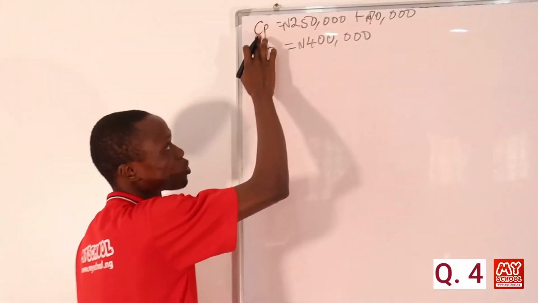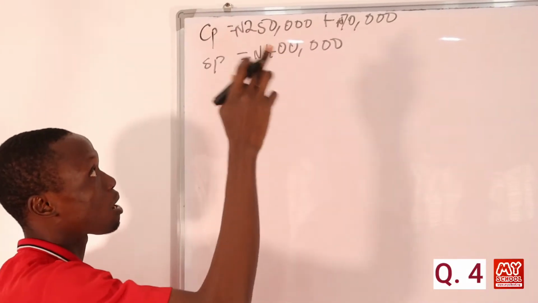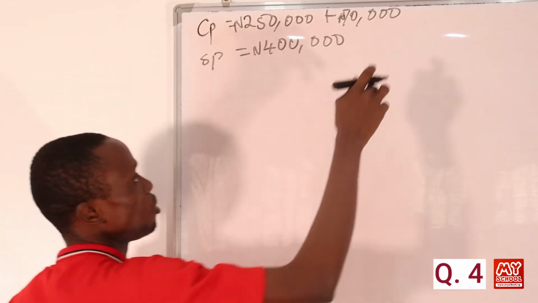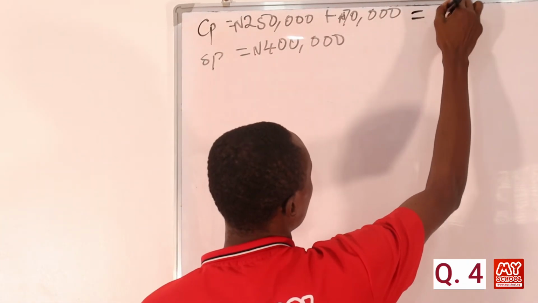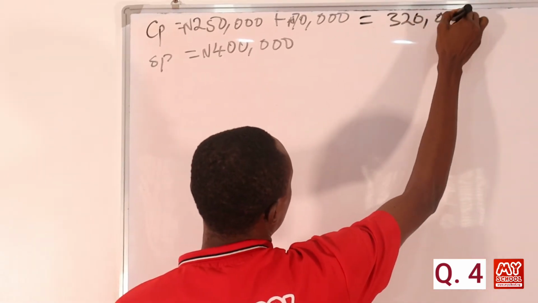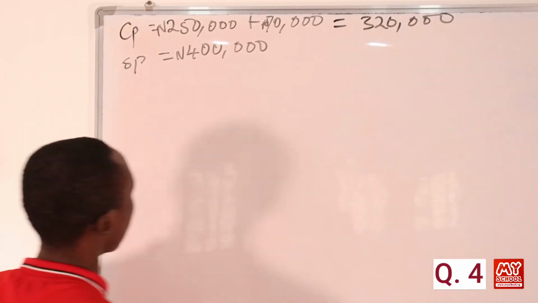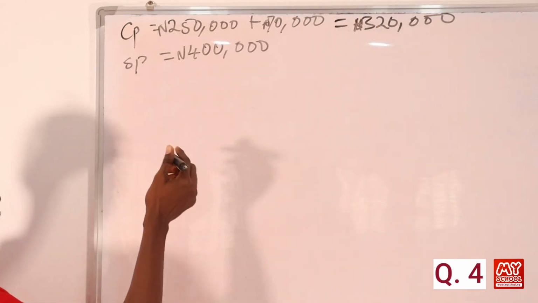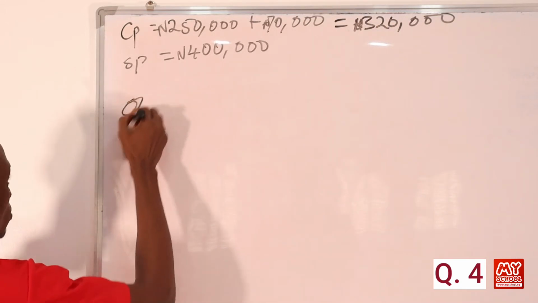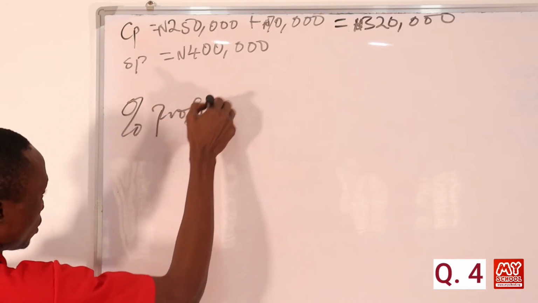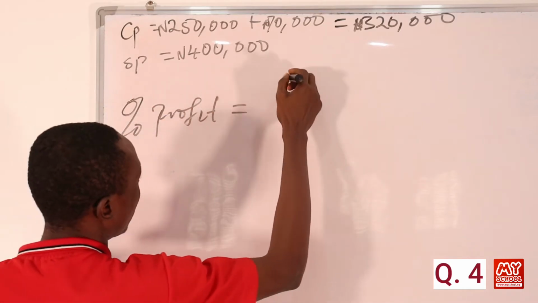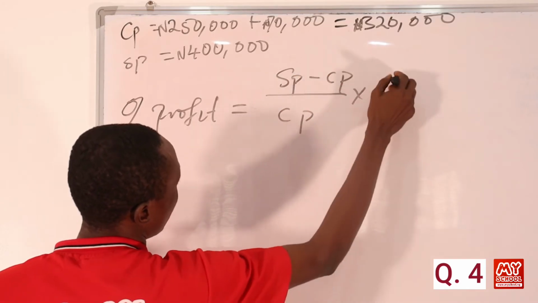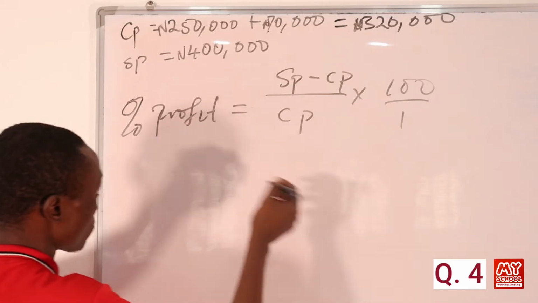So the cost price is going to be the amount the car dealer bought the car plus the 70,000 he spent in refurbishing the car. If we add these two together, that will be equal to 320,000 naira. So that means the cost price is 320,000 naira. And here we are asked to calculate percentage gain. So percentage profit or gain is equal to selling price minus cost price, all over cost price, times 100 over 1, because it is 100%, right?